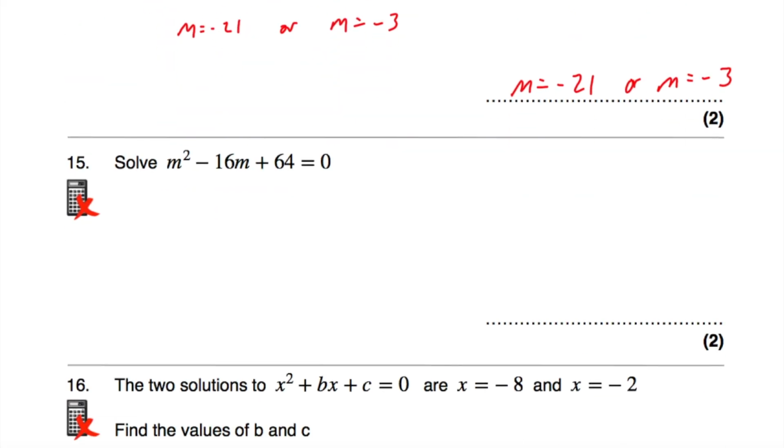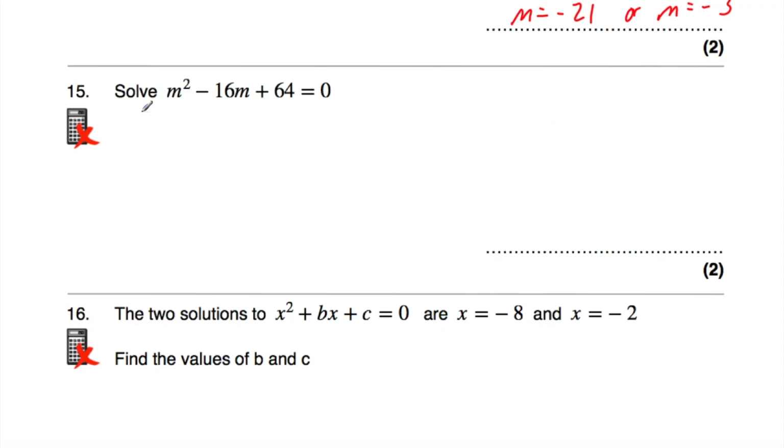Okay, let's look at our next question, question number 15. We've been asked to solve m squared minus 16m plus 64 equals 0. So in terms of this, we're going to factorize the left-hand side. So we're going to factorize that quadratic. Bracket, bracket equals 0. We're going to put m's at the front of our brackets, so m and m, because it's m squared. m times m is m squared.